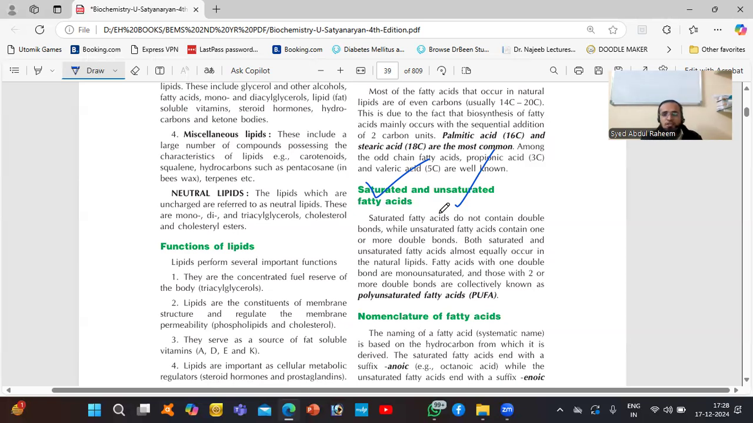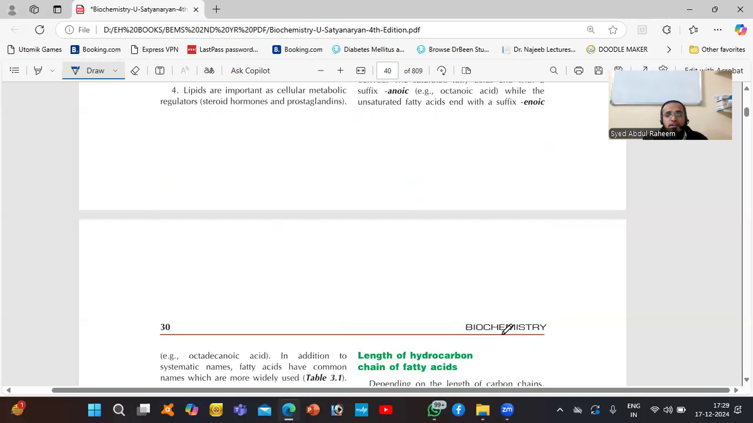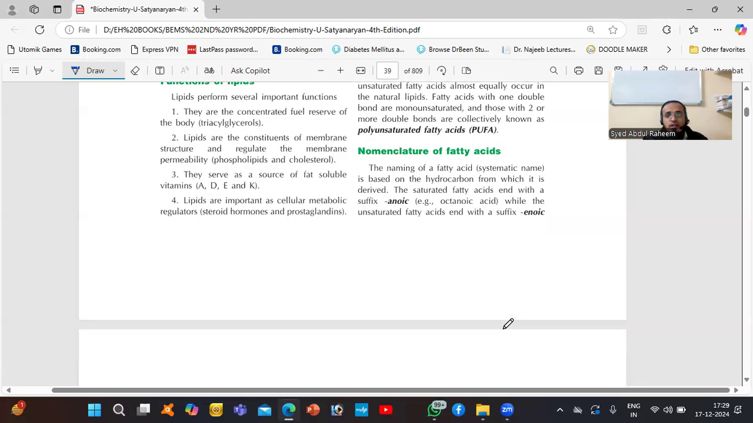So, what is the difference between saturated and unsaturated? According to the structure, in saturated fatty acids we have single bonds. That is the reason we call them saturated fatty acids. But what are unsaturated fatty acids? According to the structural difference, they have one or more double bonds. This is the difference between saturated and unsaturated fatty acids.